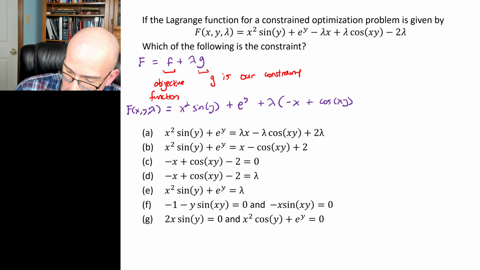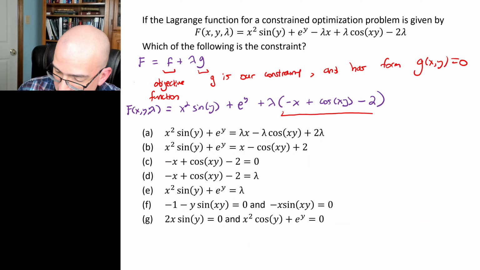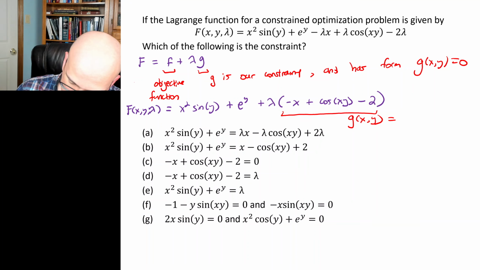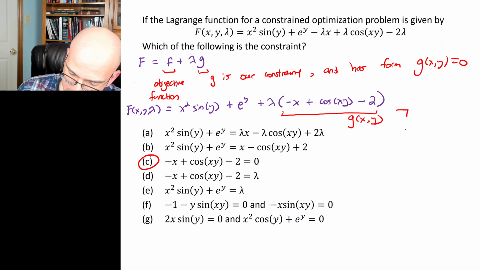Oh, I closed the bracket too early, minus 2. And our g is our constraint and has the form g of x comma y is equal to 0. So we found our g. All we have to do is set it equal to 0. So we've got to look for that: negative x plus cos of xy minus 2 is equal to 0, and there we have it.